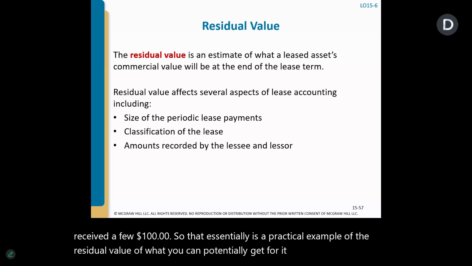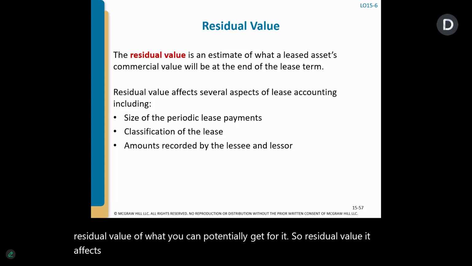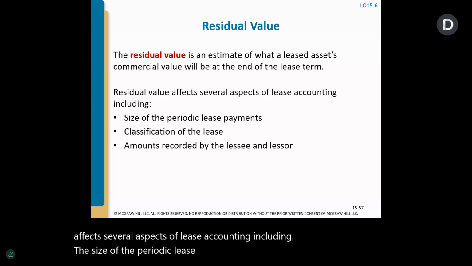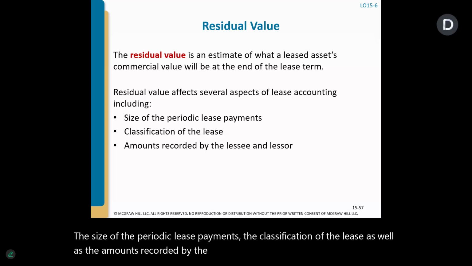So residual value affects several aspects of lease accounting, including the size of the periodic lease payments, the classification of the lease, as well as the amounts recorded by the lessee and the lessor.